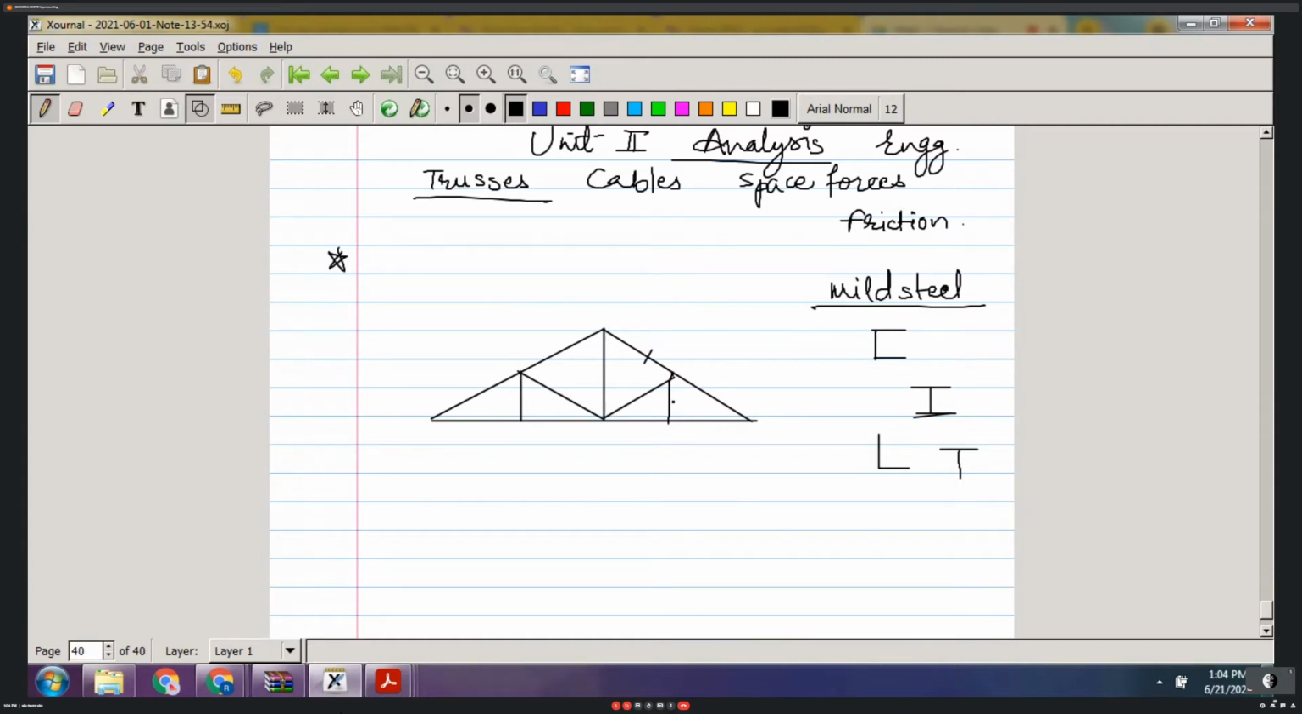Every single member of metal is known as strut, which is a slender member. What do you mean by slender member? When its length, that is longitudinal, is very much high as compared to its cross-sectional dimension. Means if I cut this member, whatever cross-sectional shape and dimension it has, it is very less as compared to its length. That's why the member is known as slender member.